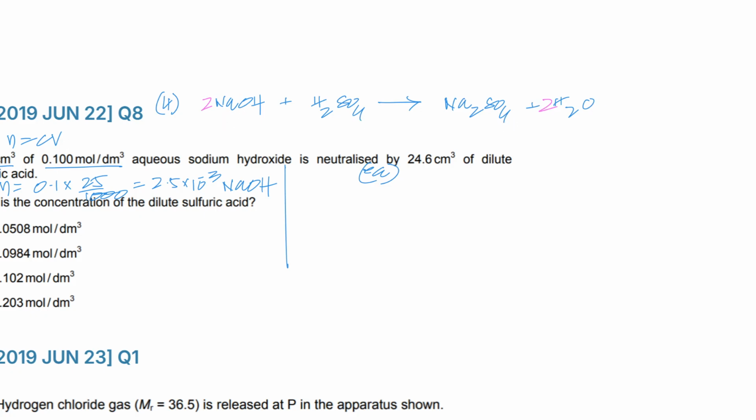Everything is balanced. Now you need to look at the equation and you'll see that 2 moles of sodium hydroxide reacted with 1 mole of sulfuric acid. So 2.5 into 10 raised to the power minus 3 moles would react with how many moles of sulfuric acid? Half, obviously. So 2.5 into 10 raised to the power minus 3 divided by 2.